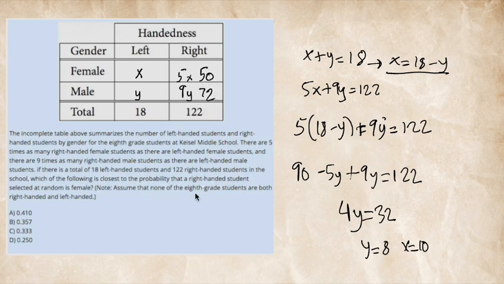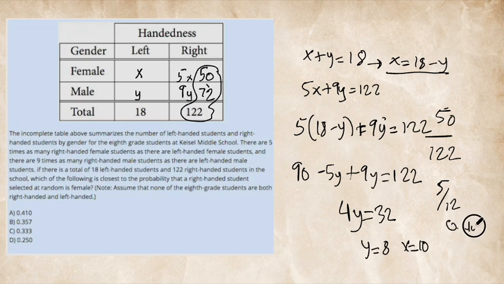So with this, you say, what's the probability that a right-handed student selected at random is female? So if you select a random student from this one, what's the probability that they're female? It's basically going to be 50 over 122. And if you do the math here, this is approximately 5 over 12, which is approximately 40%. So that's this one, A over here.